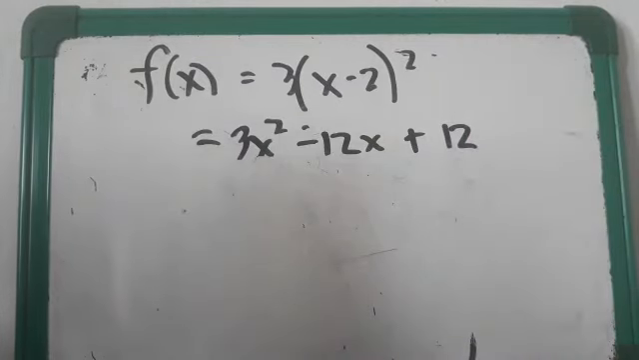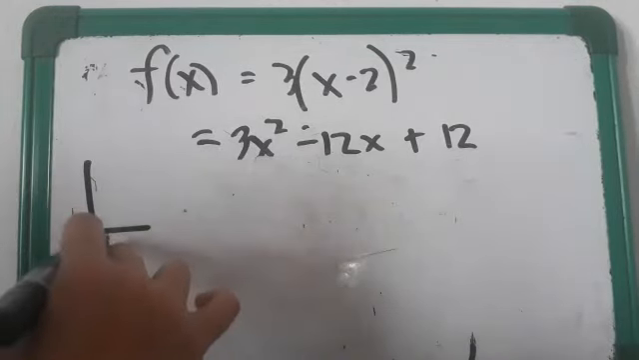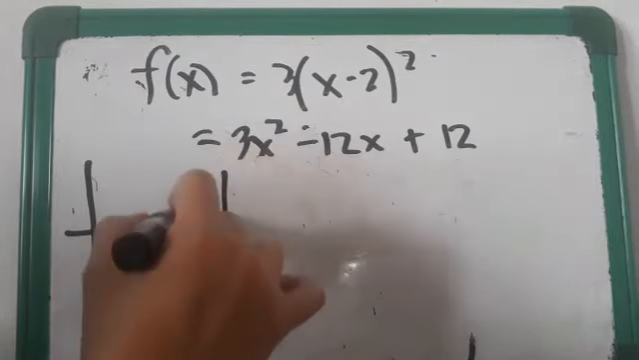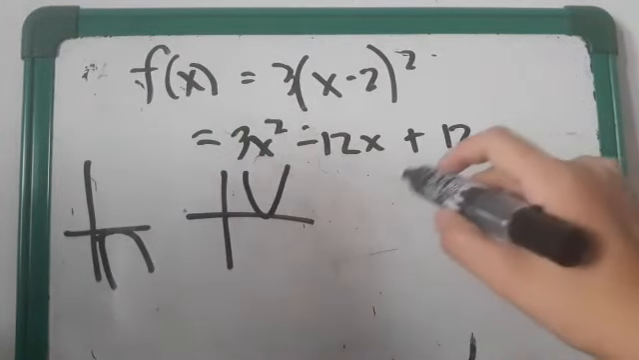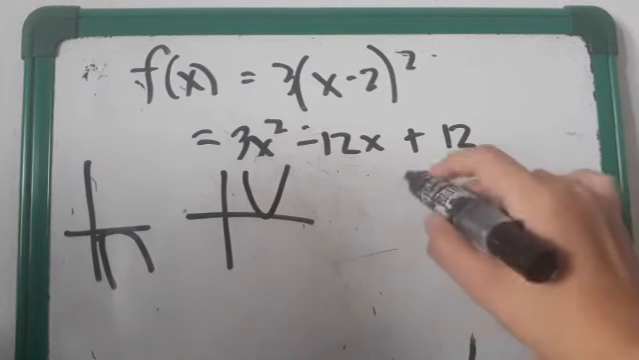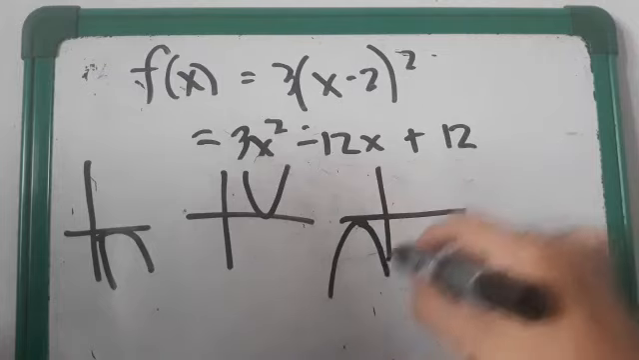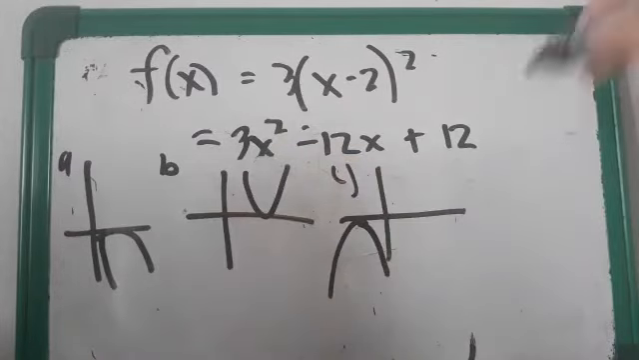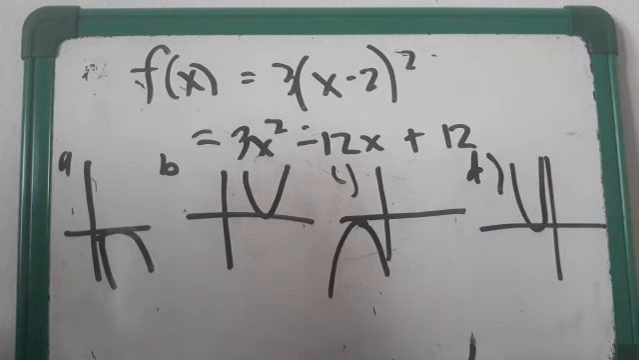Okay? So, given lang yung mga graph. Sa letter A, it's on the positive x and negative y. Sa letter B, it's on the positive y and positive x, and it opens upwards. Sa letter C, it's on the negative x and y. And yung letter D natin ay positive y, negative x. Okay. Wala siyang nakasulat na number.